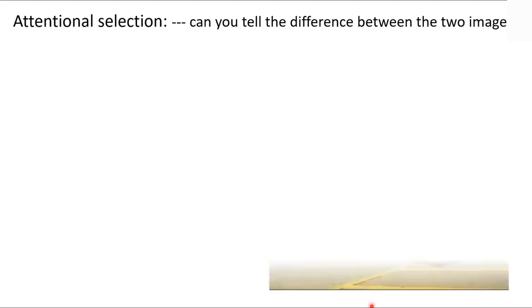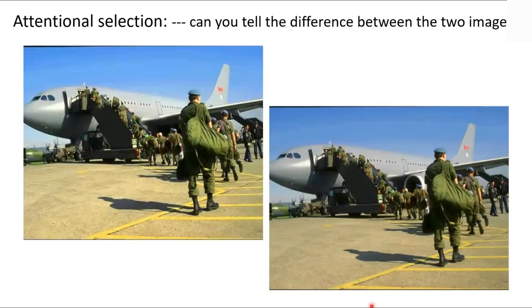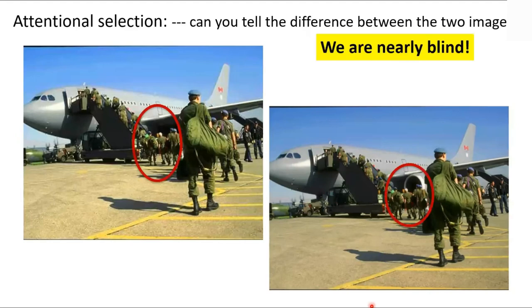Let's just demonstrate. Can you tell the difference between these two images? If you have encoded all of these images, nothing deleted, you should see the difference right away. Can you see the difference? Some people don't see the difference. Raise your hand if you can. Some of you see the difference, some of you still cannot. This is already 5, 6, 7 seconds past. The difference is very big, it's not small. So this demonstrates that we cannot encode everything, we don't select everything, and we are nearly blind. We are 99% blind, okay?